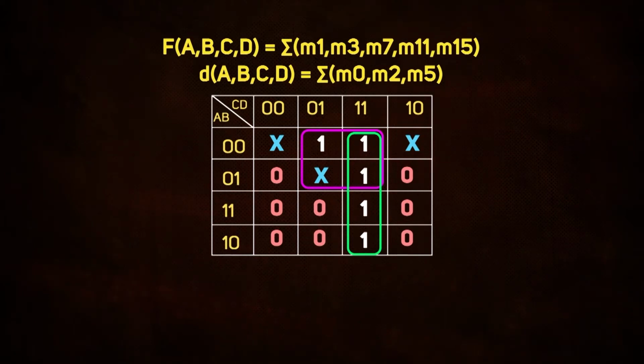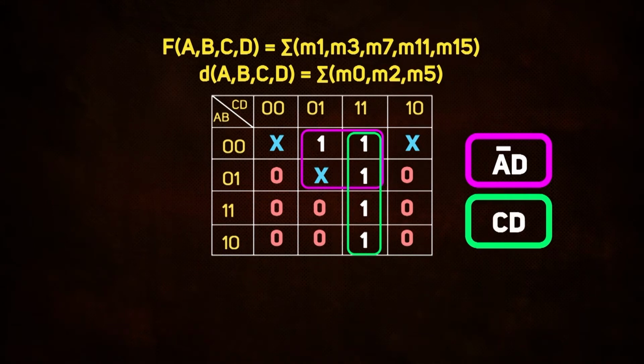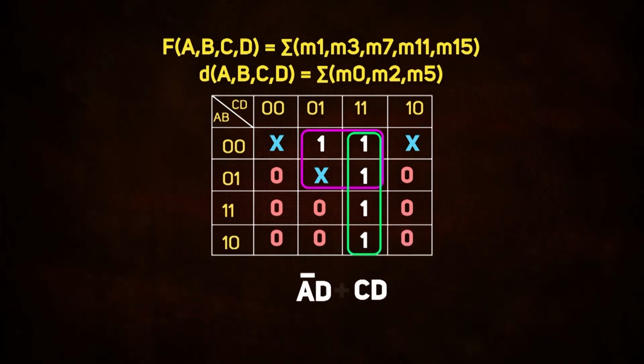Here, from group 1 we obtain A complement D, and from the second group we get CD. So, the final expression is A complement D plus CD. This is expression 2. Just compare expression 1 and 2.